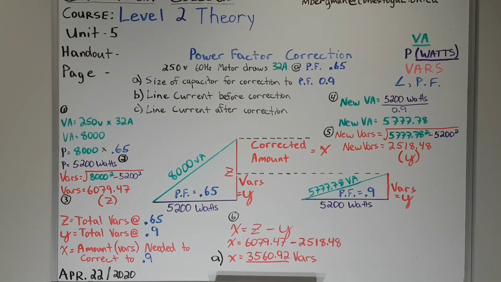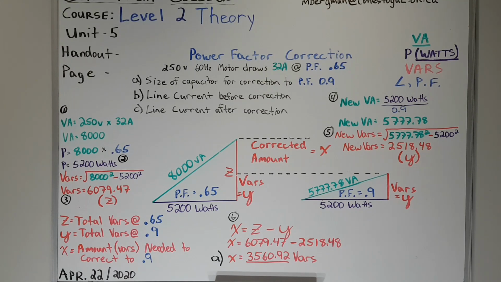correct to 0.9. So if I subtract my Y from my Z, or my Z minus my Y, I get an X of 3,560.92 VARs. So in A, size of capacitor for correction to power factor 0.9 would be a 3,560.92 VARs capacitor. Now, we will get to this step eventually. That is not a typical way that we're going to necessarily size a capacitor. More likely it's going to be in farads or in kVARs. So we could have a 3.5 kVAR capacitor.